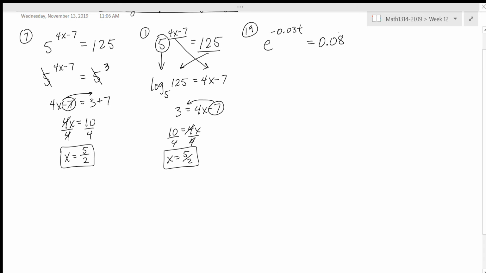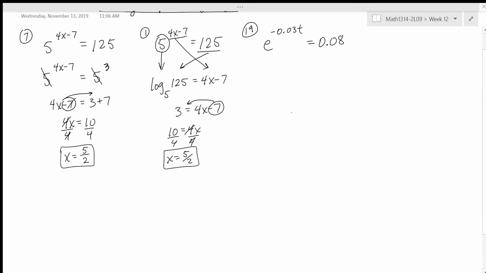Again, is this an exponential or a logarithmic equation? Definitely exponential, right? Because it's got an exponent. And I don't see a log anywhere. So, if we're going to consider the method of common bases, we would have to convert this into an e to some power. I don't see that happening, okay? So, on this problem, we're going to have to use the convert to a logarithm method, okay?